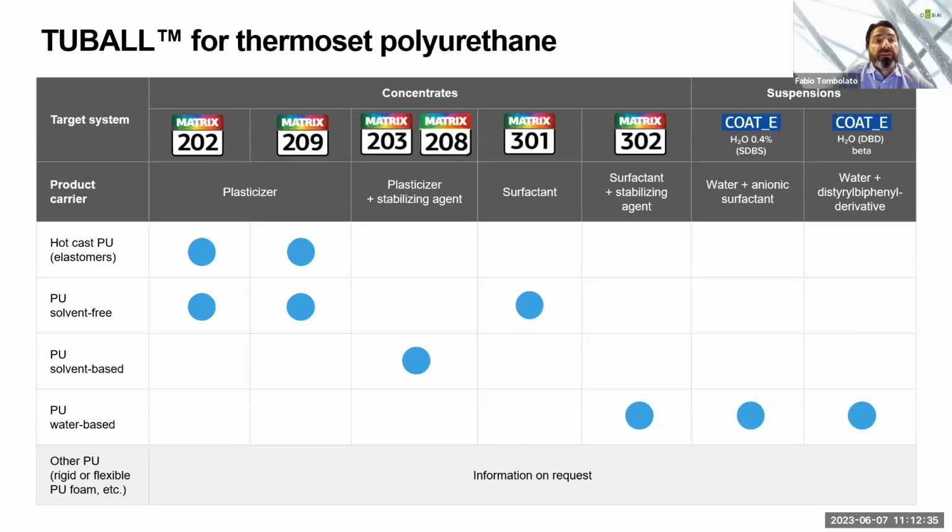We have grades specific for hot cast polyurethane. We have grades specific for polyurethane, solvent-based and solvent-free. And it is not the topic of the webinar, but just to share with you that we have also grade specific for polyurethane water-based, 1 component and 2 components.